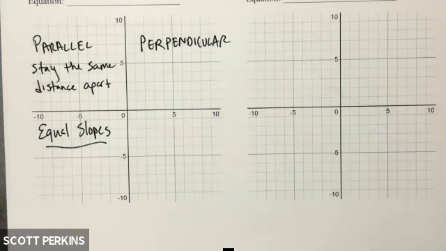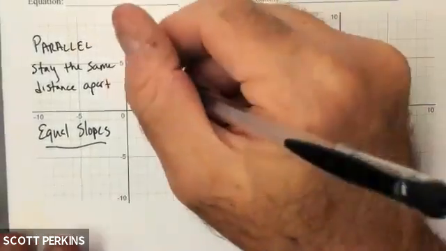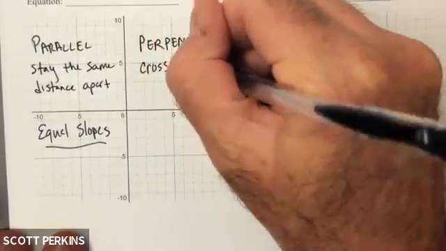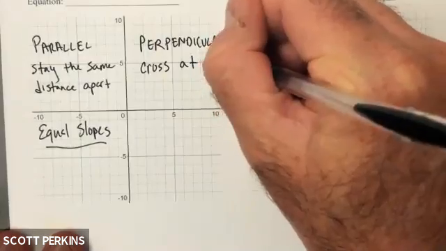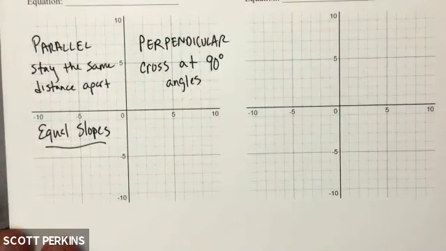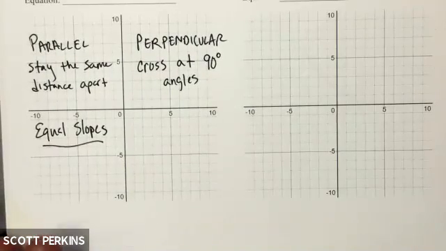Perpendicular. Anyone familiar with the word perpendicular, what it means? They do cross, but they cross in a special way. Yes. Perpendicular lines, they cross, you guys were right when you said that, but they cross at 90-degree angles. Just like on our Cartesian plane, the x-axis and the y-axis are perpendicular. They cross at a 90-degree angle.